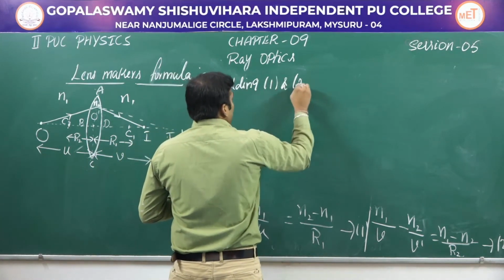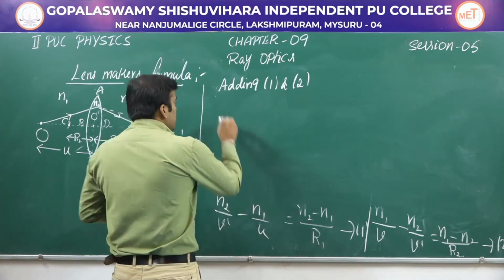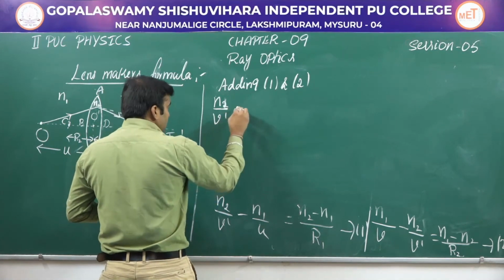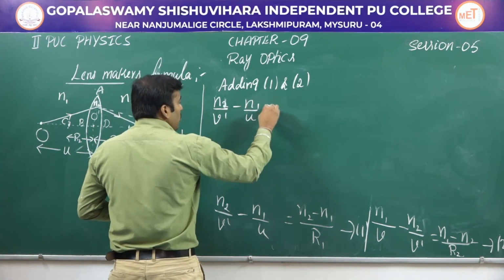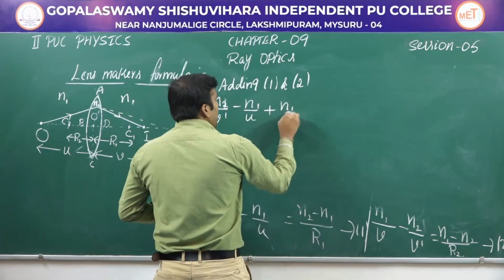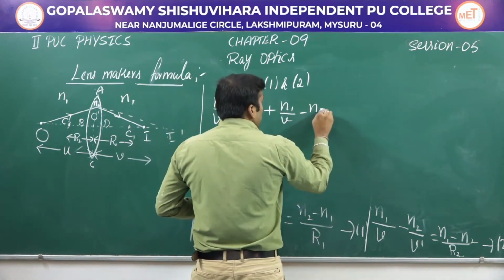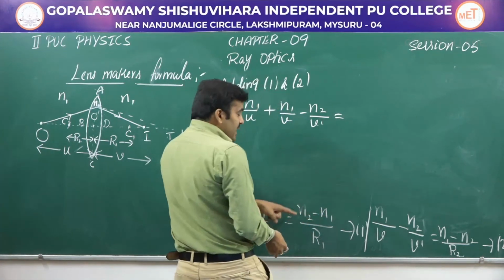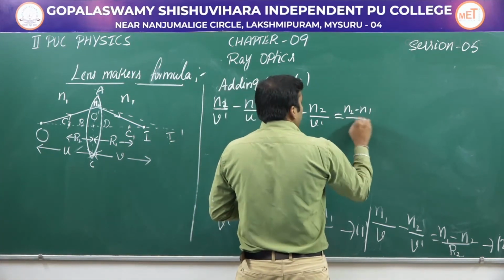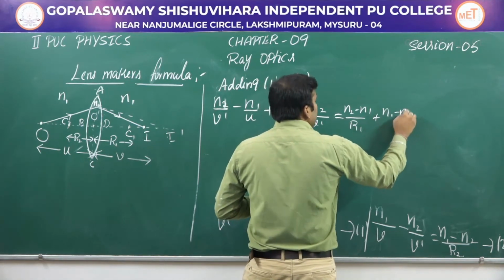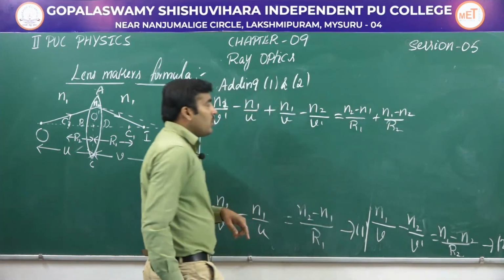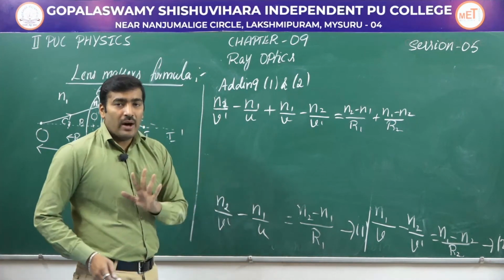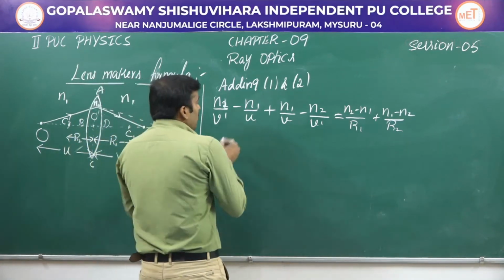Adding equations 1 and 2, let us add the left hand side of the equations first. This is N2 by V dash minus N1 by U plus N1 by V minus N2 by V dash. So this is equal to, let us add the right hand side now. This is N2 minus N1 by R1 plus N1 minus N2 by R2. So now we are adding the left hand side and right hand sides of equations 1 and 2. Let us proceed further.